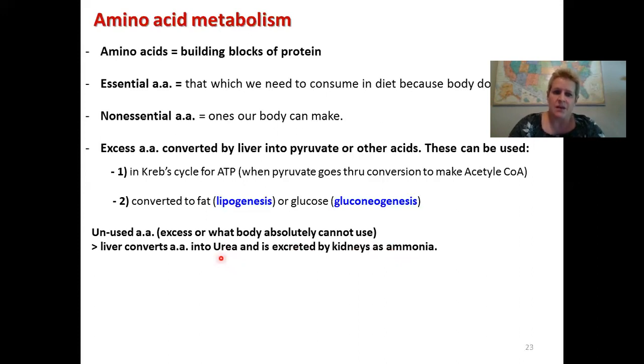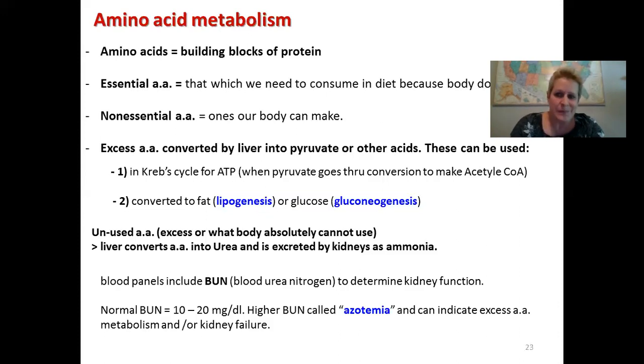Okay, now the urea floats around in the bloodstream. In order to get that urea excreted by the body, you have to have functional kidneys to excrete that urea as ammonia. The kidneys are supposed to excrete urea, blood urea nitrogen, at a constant rate. And if your kidneys aren't getting rid of this urea, the blood urea nitrogen, it's probably an indicator that the kidneys aren't functioning correctly.